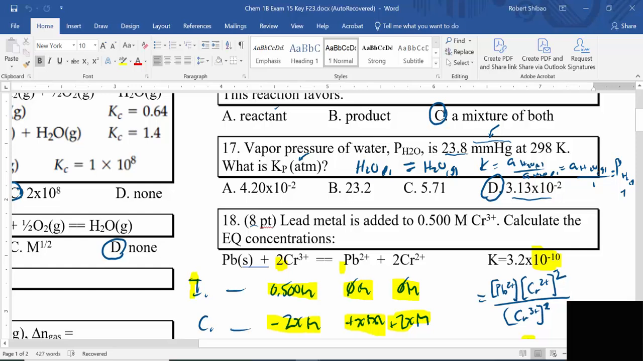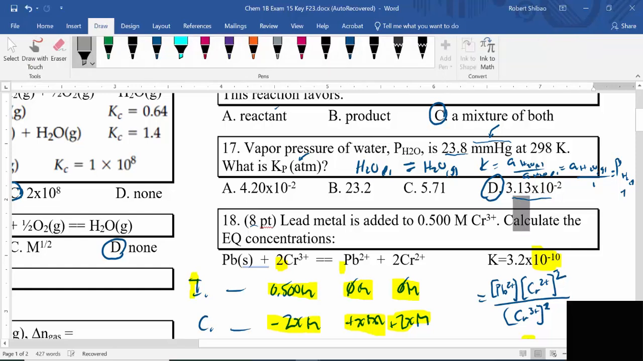Nonetheless, when we look at it, K is going to be the activity of H2O gas divided by the activity of H2O liquid. The activity of H2O gas, we're just going to assume that it's the partial pressure of H2O gas. And the activity of H2O liquid is just 1. So here I have the activity of H2O gas over 1. That's just the partial pressure of H2O gas. Made a mistake here. I forgot the O. Let me put that in here. On H2O. There.